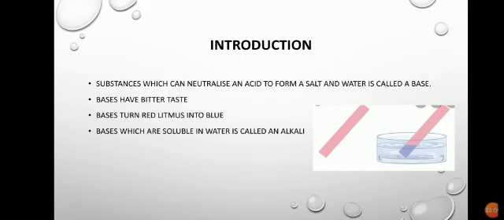As you can see in the slide, what is the definition of a base? Substances which can neutralize an acid to form a salt and water are called bases. In our next class we will discuss neutralization, but for now I want to tell you what a neutralization reaction is. When an acid reacts with a base to form a salt and water, it is known as a neutralization reaction. Now, the chemical properties of bases are just the opposite of an acid.